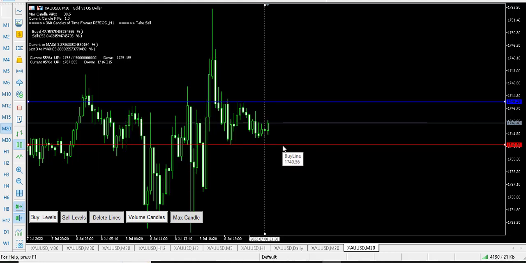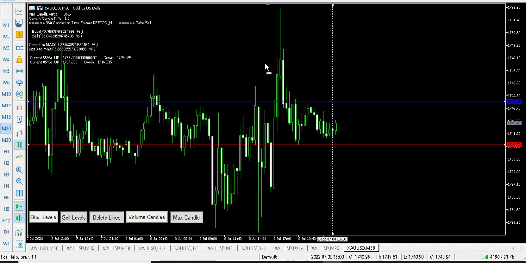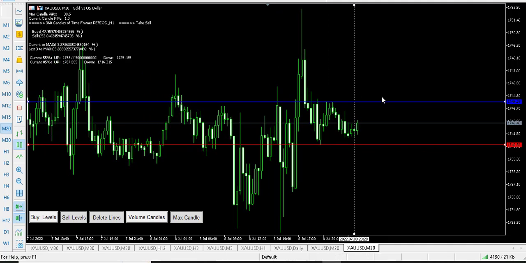So let us see how it works. I will start with volume candle, which is the easiest one. I'm simply in the 20-minute time frame. When you drop the indicator for the first time, it gives you these blue and red vertical and horizontal lines. These vertical lines do nothing, they mean nothing.